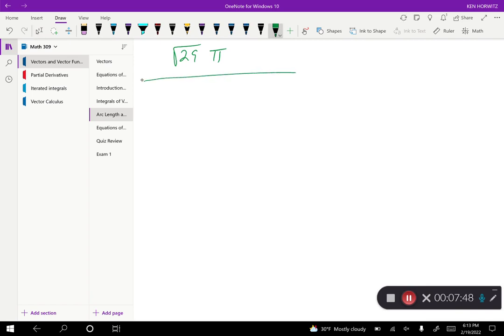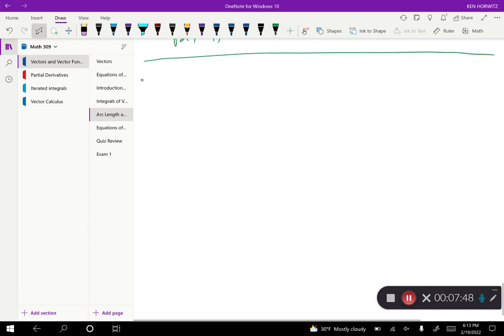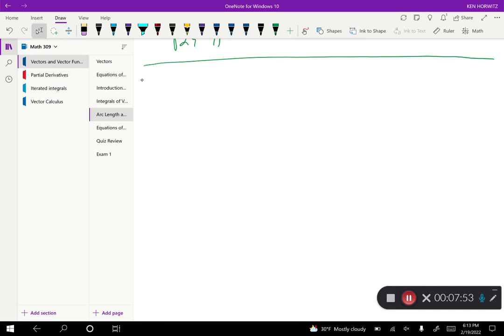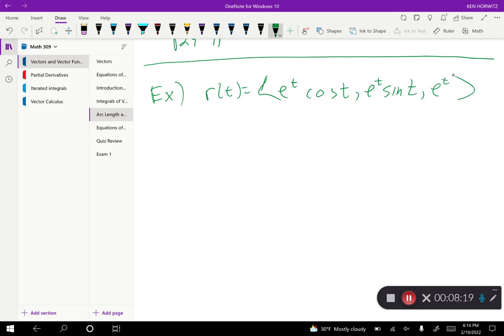So let's step it up a notch. Let's do our next example. I'm going to give my r of t as e to the t cosine t, e to the t sine t, and e to the t. And I'm going to go from 0 less than or equal to t less than or equal to 2 pi.